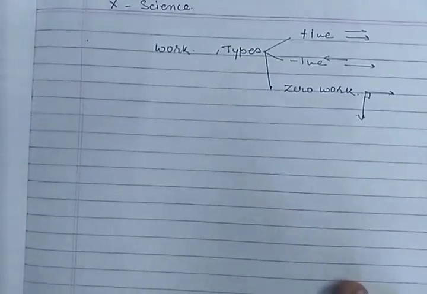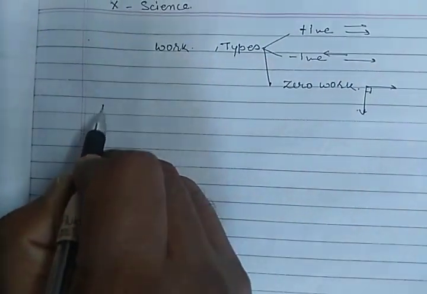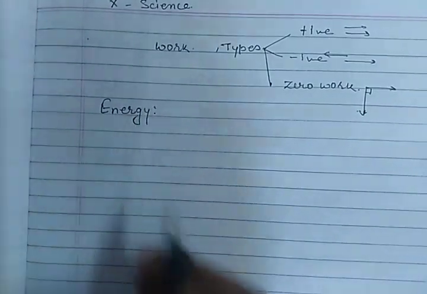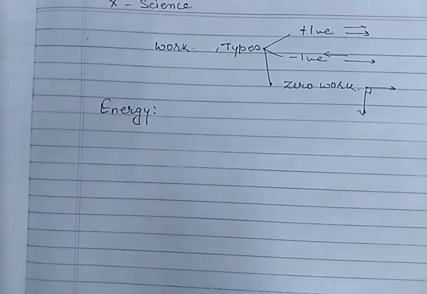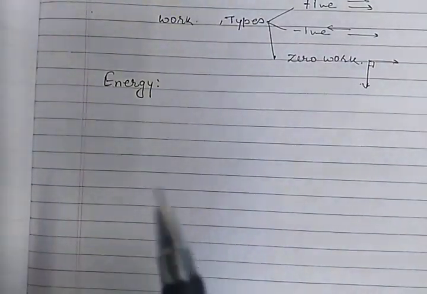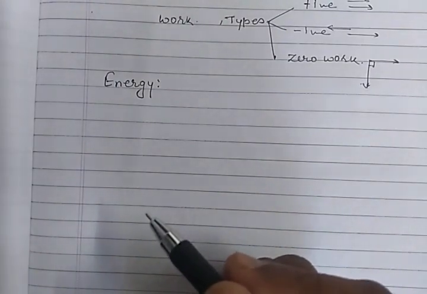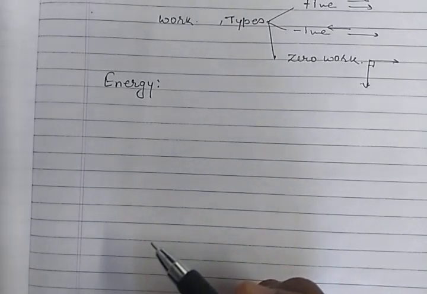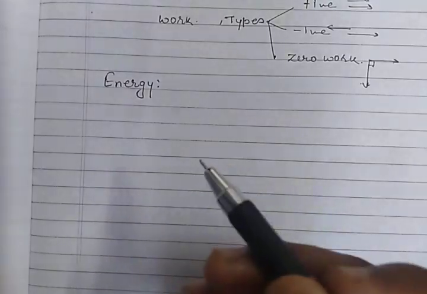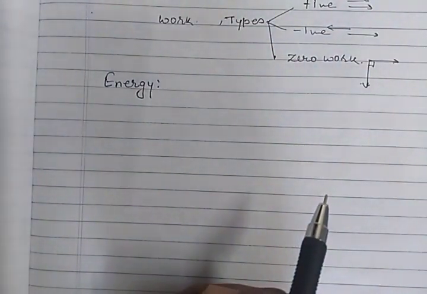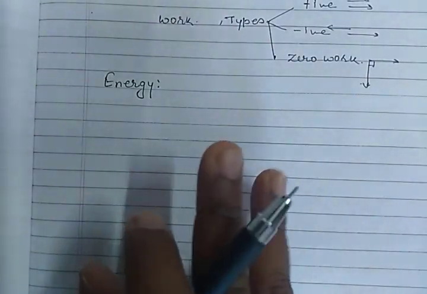Now today we will discuss a concept that is called energy. So you all know what energy is. If a person is doing some work, he is doing the work at the expense of the energy he has. Or simply we can say that if we have energy, then only we can do the work. So they are very common terms.